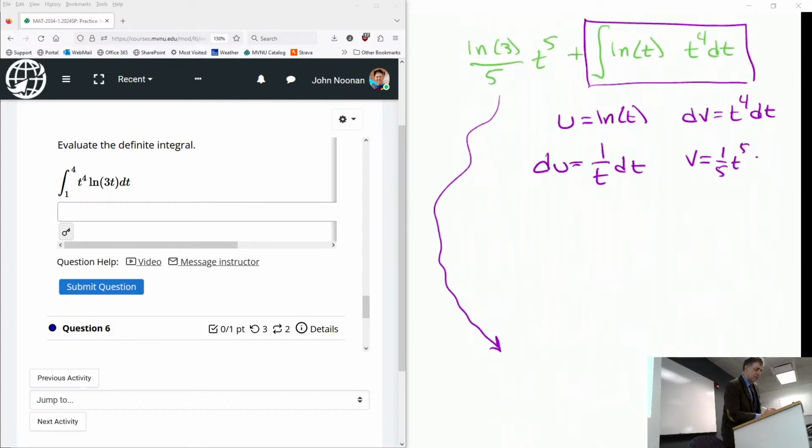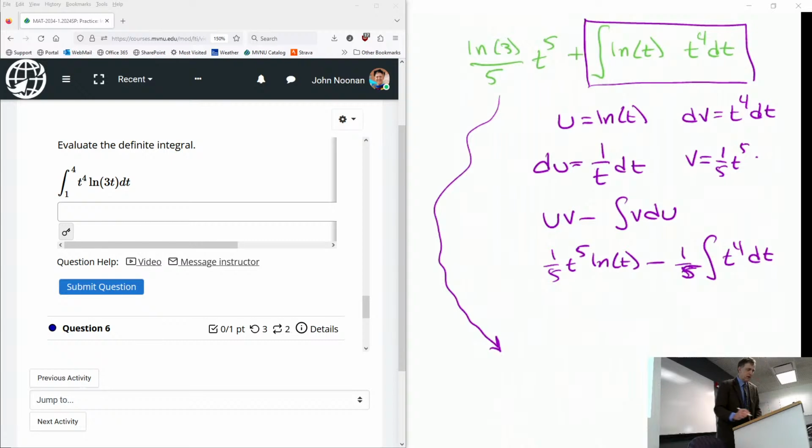Okay, so this is going to be u times v minus the integral of v du. So u times v is 1/5 t to the 5th natural log of t, minus the integral of v du, which is going to be 1/5 integral of t to the 4th dt. Now, before you go bonkers, this times that is 1/5 t to the 4th. One of those t's cancels. I'm putting the 1/5 out front. Like I said, I'm doing this quickly. Stop me if you need me to.